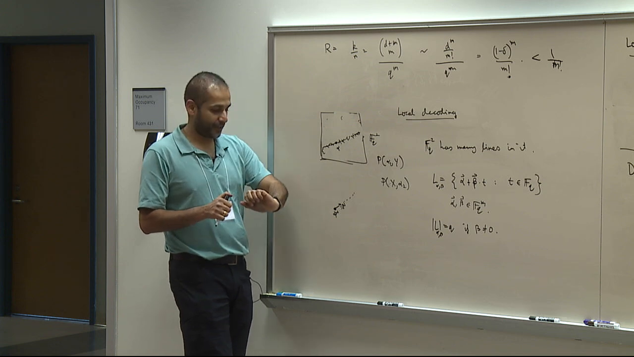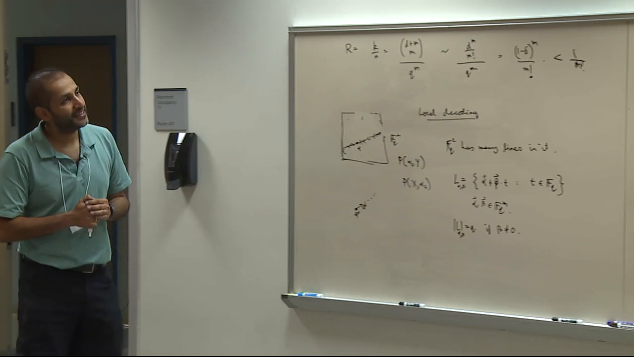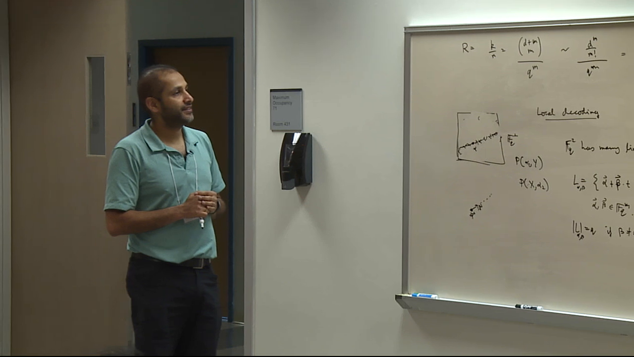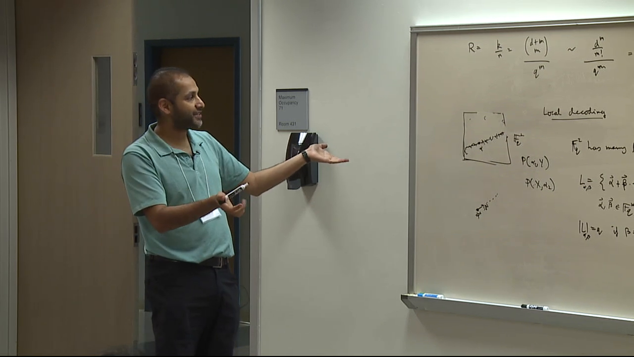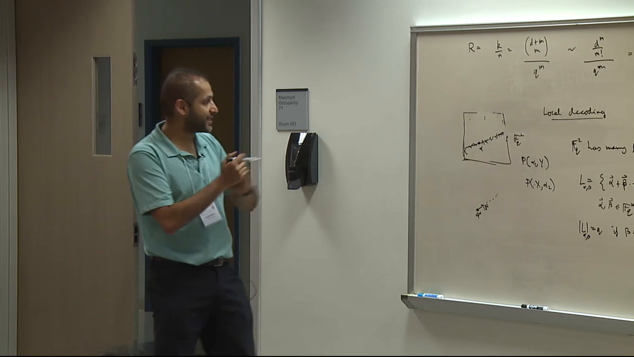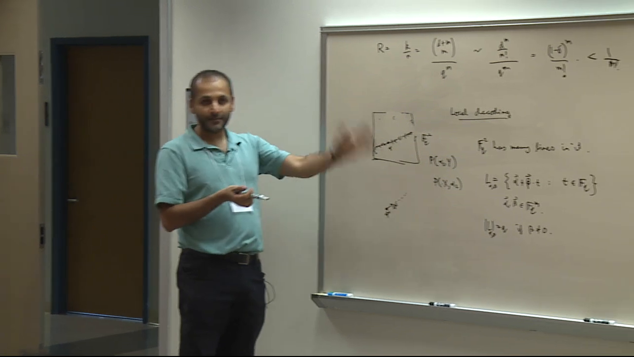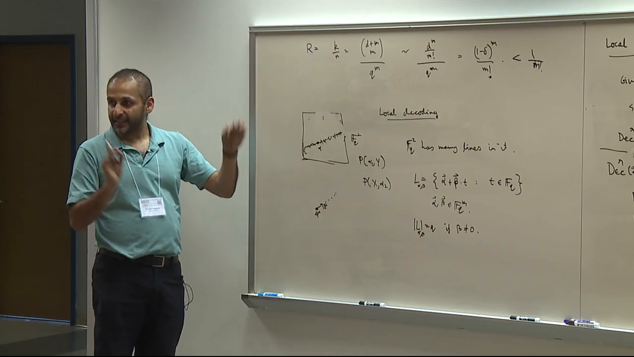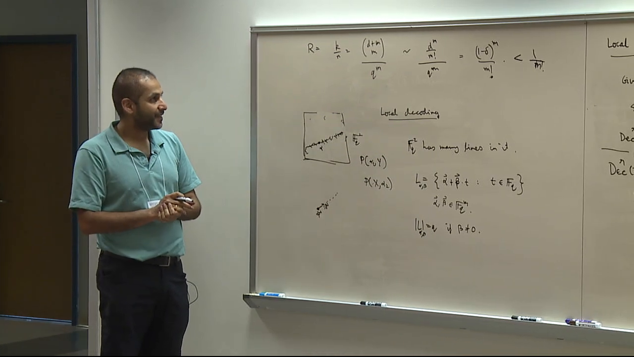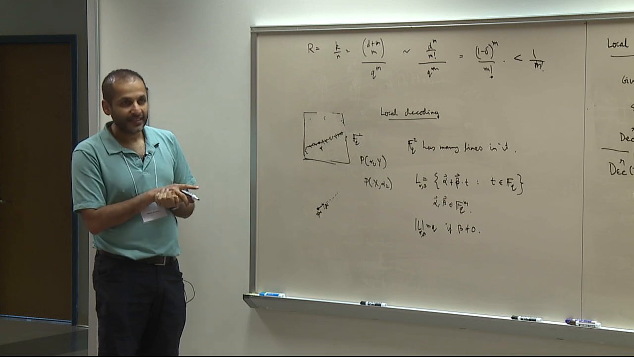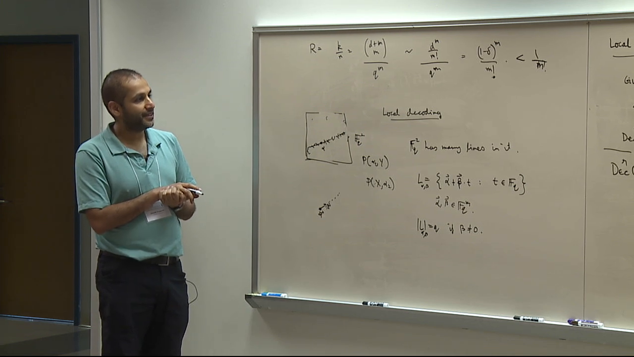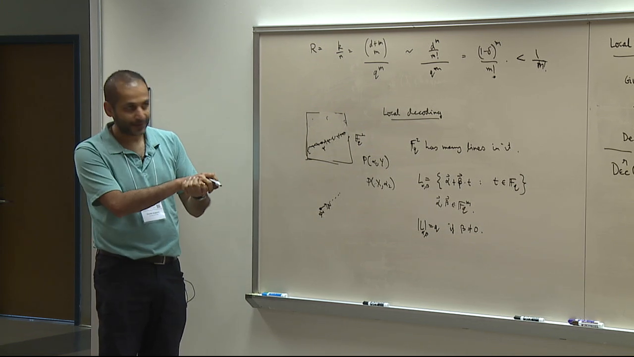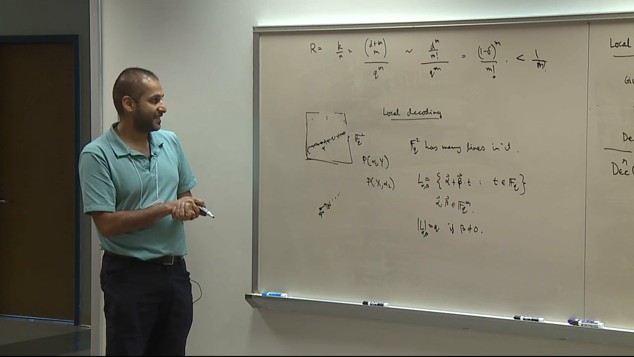Okay, how are we doing? We have 5 more minutes. I will tell you about the local tester for this code. The local tester for this code is very simple. Pick a random line and check that what you see on that line is a Reed-Solomon codeword. That's much harder to analyze. So I'm not going to do it, but that is much harder to analyze.